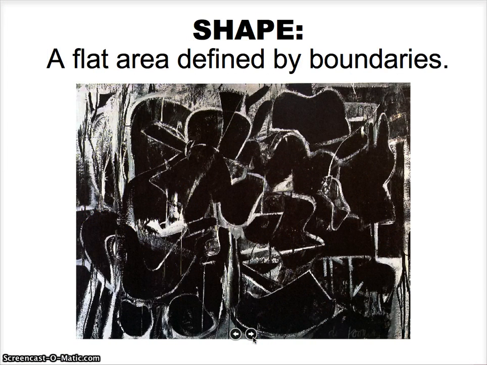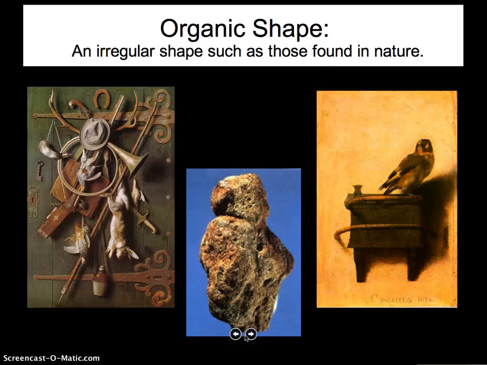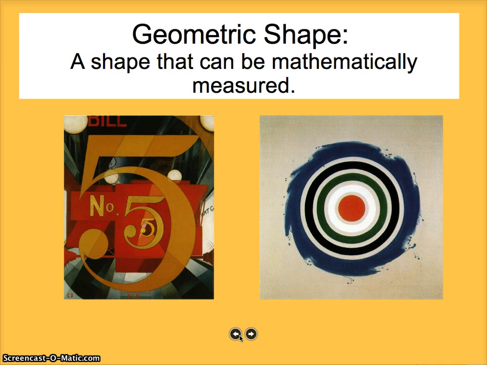Shape. This is the element of art number 2. A flat area defined by boundaries. So to create a shape, you simply enclose a line or draw a line around an area, close it in, and you've got a flat shape. The thing about a shape is that it's flat, okay? No dimension, or excuse me, 2 dimensions only.